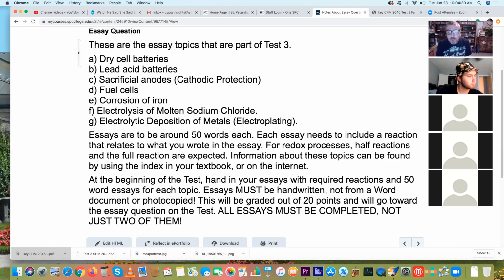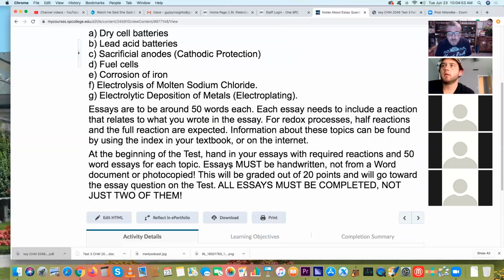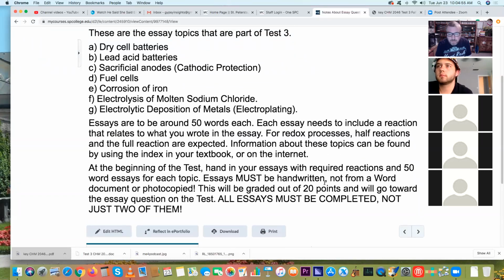Now, the way I would usually handle this is, in a regular test, I have actual essay questions and I allow students to bring in a sheet of paper to write these essays. But that's not really able to be done here. So what I do is I have you do the essays and then hand them in to me. Just make sure that you understand that they need to be handwritten and they can't be photocopied. And you're going to sign across the document as well.